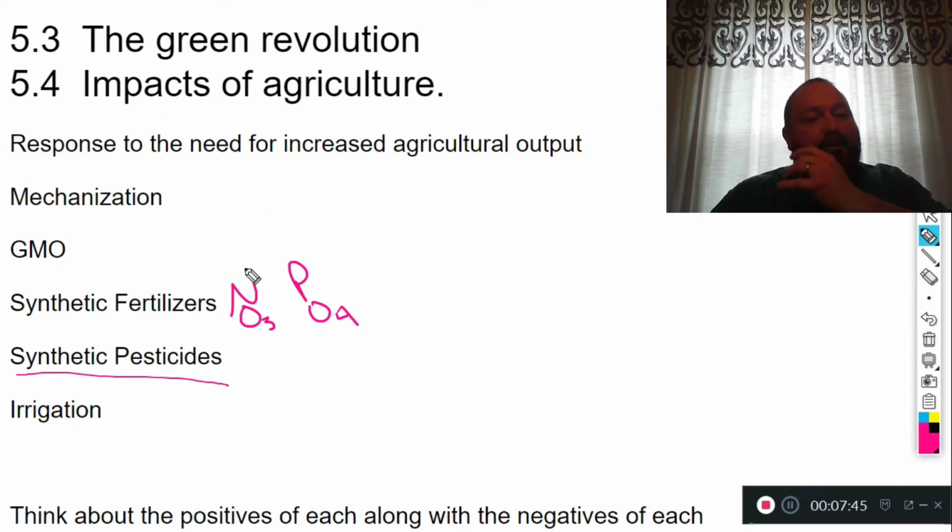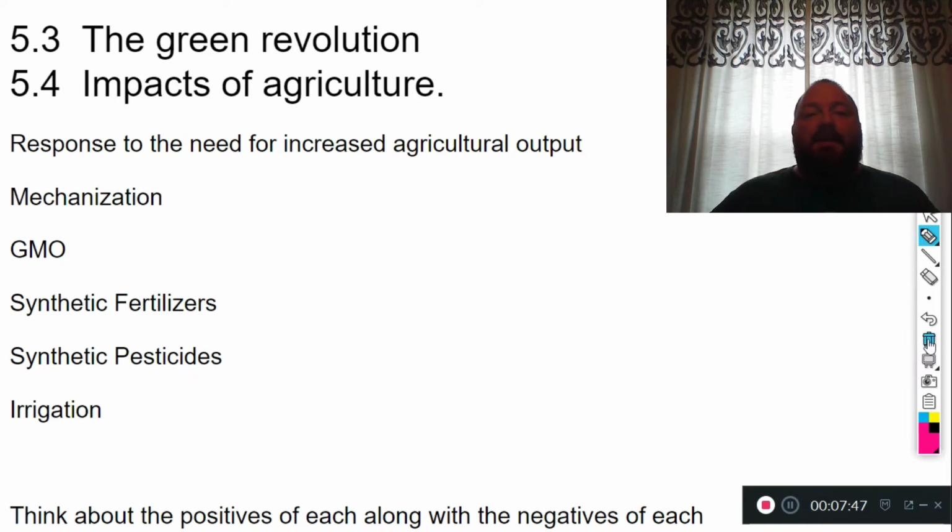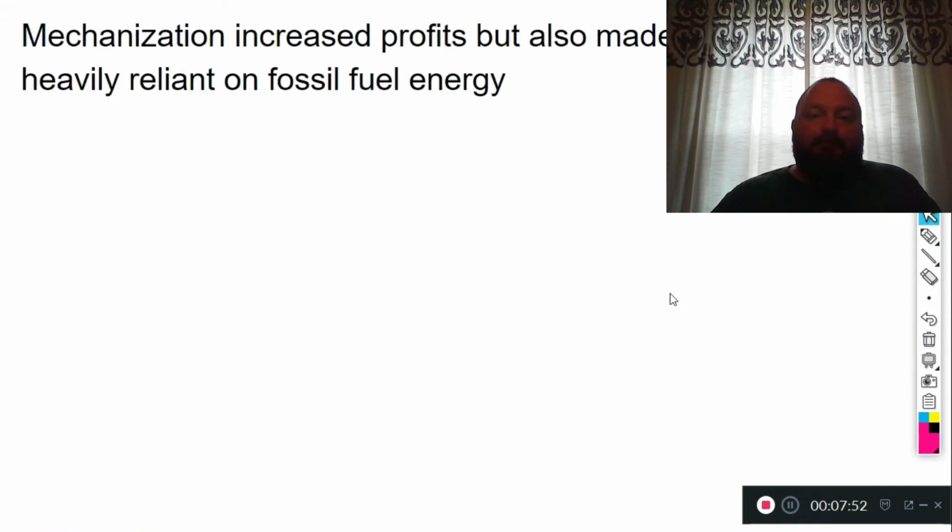So all of these have pros and cons to them, and that's what you're going to need for the AP exam this year, is that ability to connect everything.